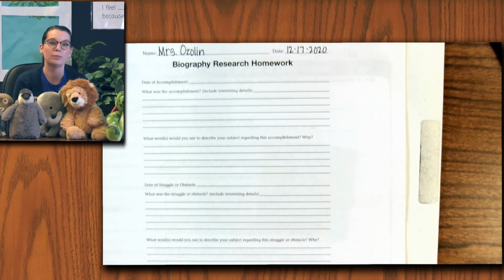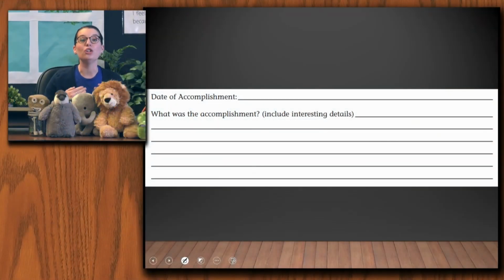Looking at this document, we are not going to complete this together today. You are going to spend some time over your winter break completing this document. You will need books or texts about your subject to do research on. So if you don't have books or texts, if you don't have access to the internet or a device, contact your local librarians and ask them to gather materials for you on your subject. And then you can go pick them up. They'll tell you how to do that safely. Go pick them up from the library and use them to complete this document to start your research homework.